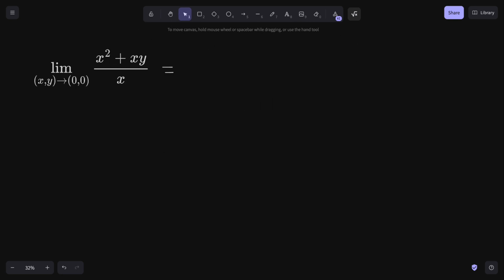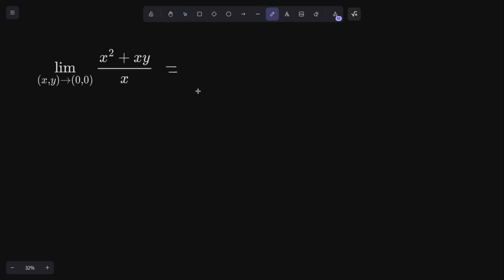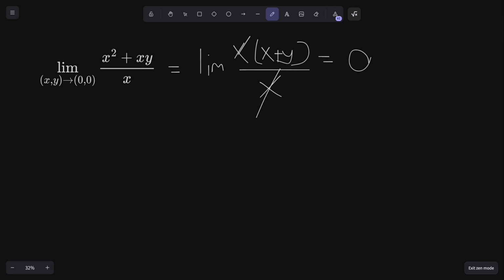Next problem. How can we do this one? Well, it's also approaching 0, 0. This is going to be the limit. And once again, we're going to look to see if it's undefined first. So yeah, it's undefined, so we can factor the numerator. Both these terms have an x in common. Why not factor it out, cancel with the denominator, and plug the point in? That's just a 0. All right, I hope you're starting to notice a little trend here.